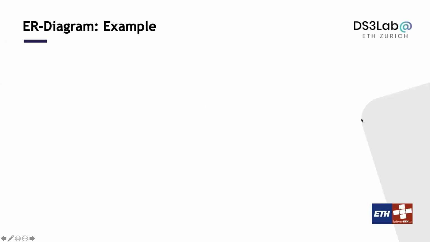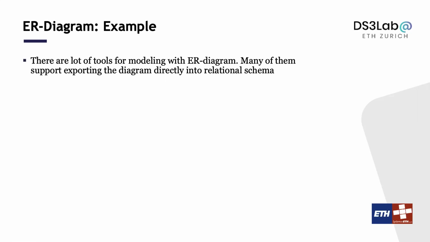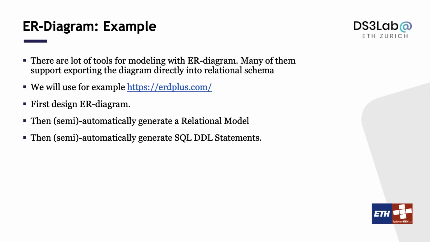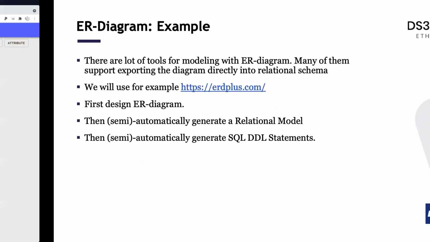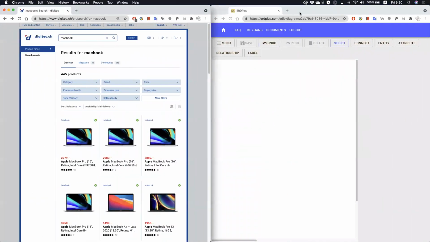Okay, great. So now let's look at one example. There are a lot of tools that we can use to model your applications, and many of them support this: if you have a diagram, you can semi-automatically translate that into a relational schema. We'll just see one example. It's not the best tool in the world, but it's simple enough and free. So let's try to model something together. We will not model the whole thing, but just get some feeling about how to create an ER diagram in practice, instead of drawing on a piece of paper.